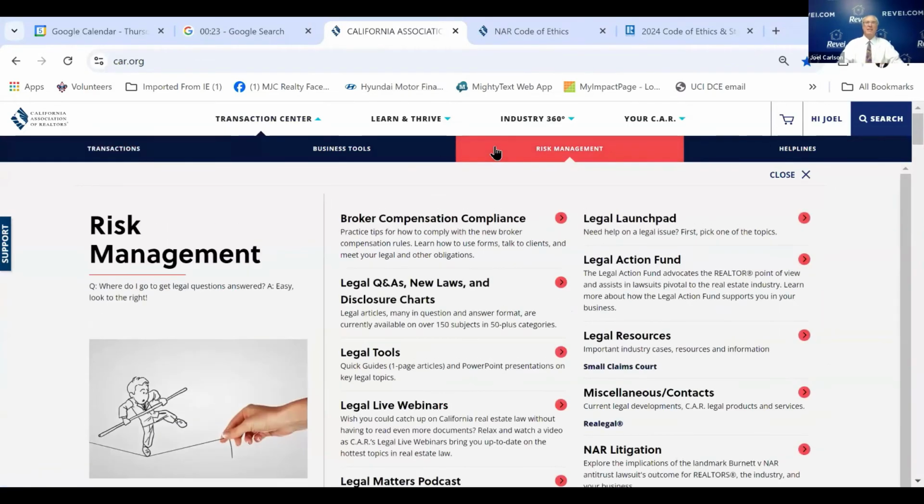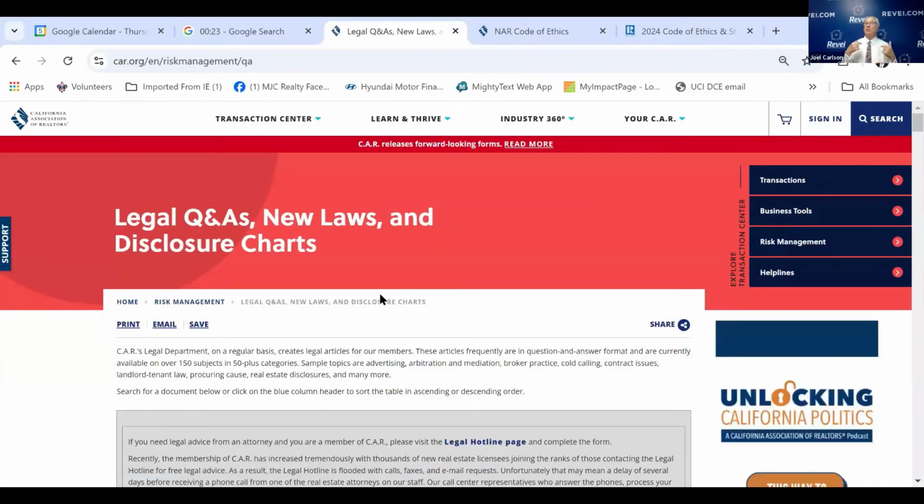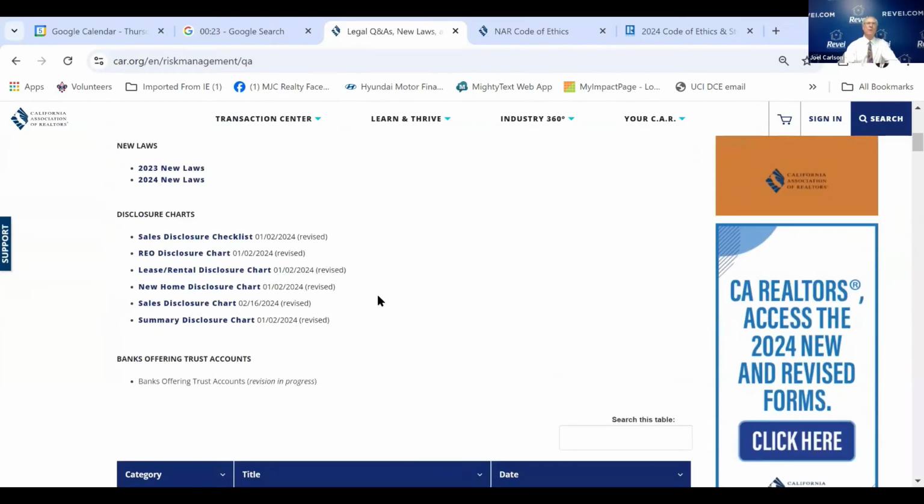Click on Risk Management. It says, hi, you want to know what the disclosure charts are? Click here, Disclosure Charts. There are 4 disclosure charts. Now, when I looked at this over 20 years ago, there was 1 chart. It was the sales disclosure chart. We now have 4 charts.